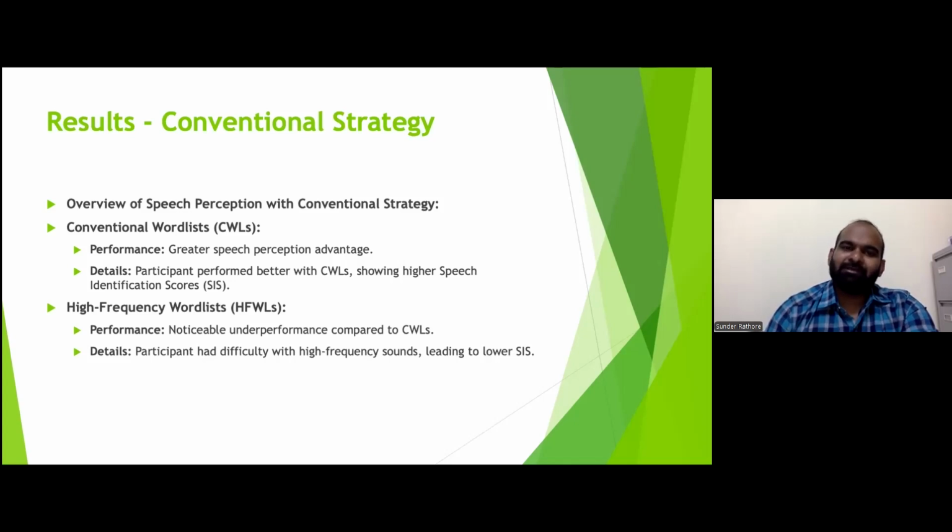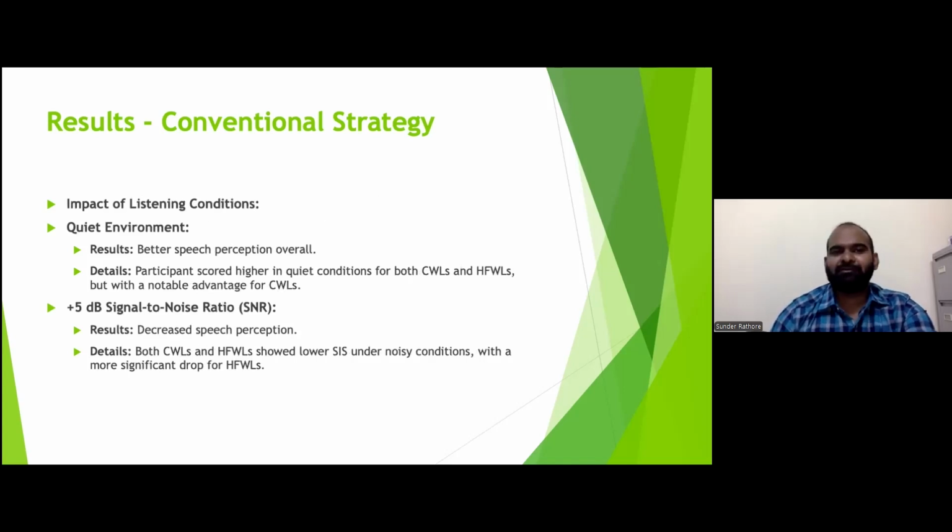So the results are quite interesting in this paper. If you see the overview of the speech perception with the conventional strategy, in the conventional word list, CWLs, the performance is a greater speech perception advantage. In detail, the participant performed better with CWLs, showing higher speech identification scores, SIS. In high frequency word lists, the performance was noticeably an underperformance compared to CWL. In detail, the participant had difficulty with high frequency sounds, leading to lower SIS.